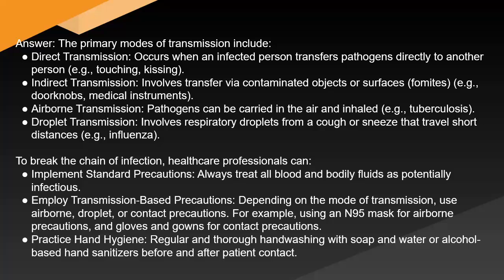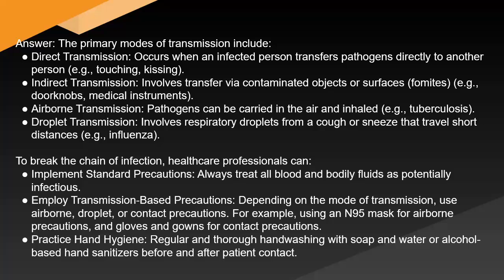e.g., touching, kissing. Indirect transmission involves transfer via contaminated objects or surfaces, fomites, e.g., doorknobs, medical instruments. Airborne transmission: pathogens can be carried in the air and inhaled, e.g., tuberculosis. Droplet transmission involves respiratory droplets from a cough or sneeze that travel short distances, e.g., influenza.